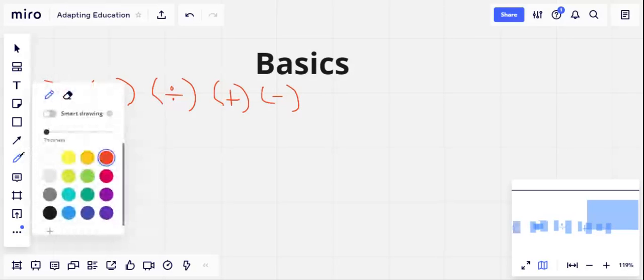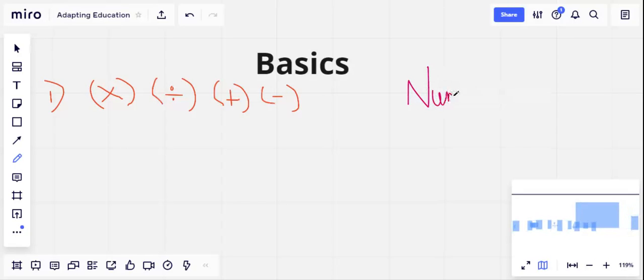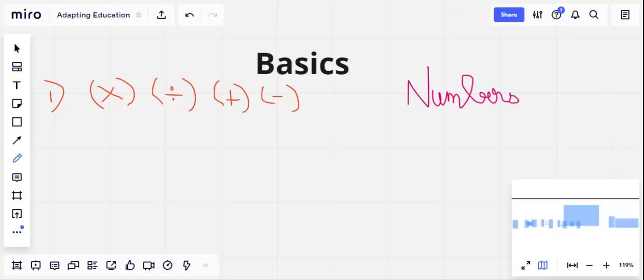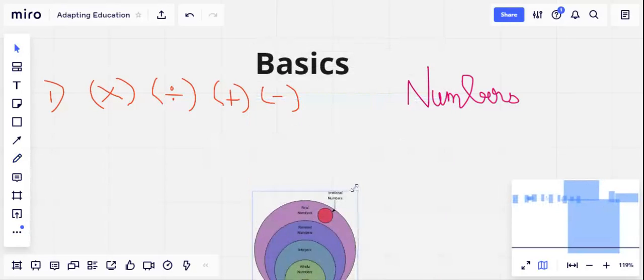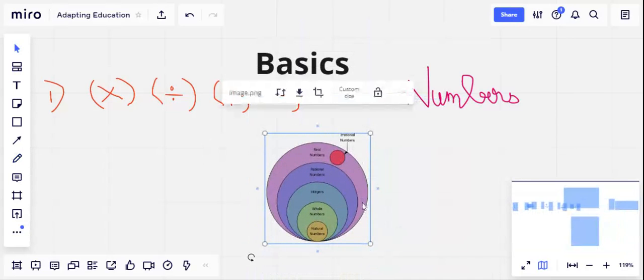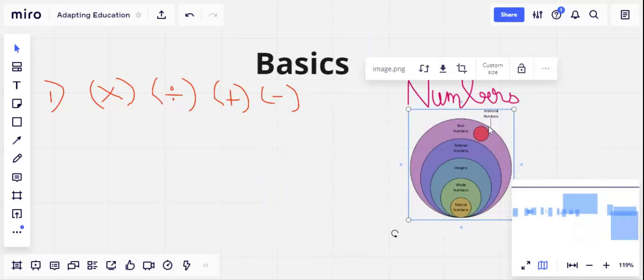Okay, the second point is we use these operations with what? We use them with numbers, right? So I just write down numbers over here. So we use these operations with numbers. Alright, so over here I pasted an image. This image tells us about the types of numbers. Okay, so there are multiple types of numbers.